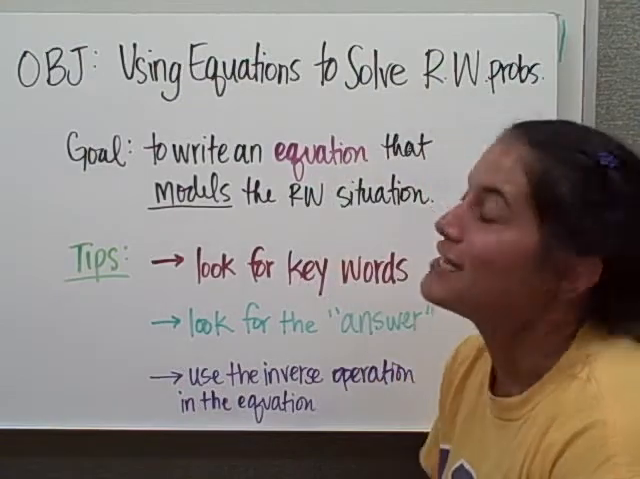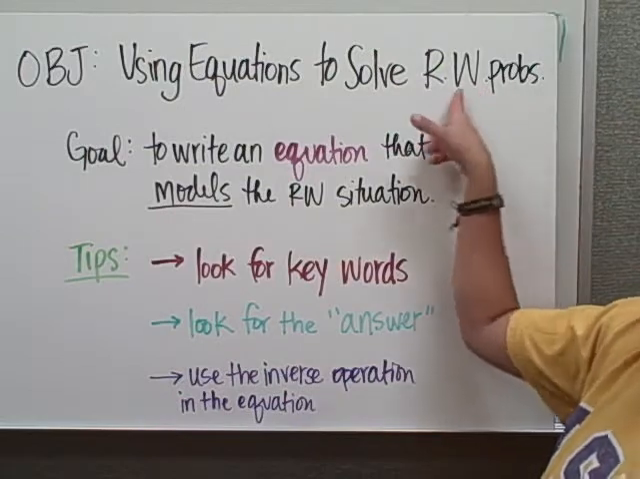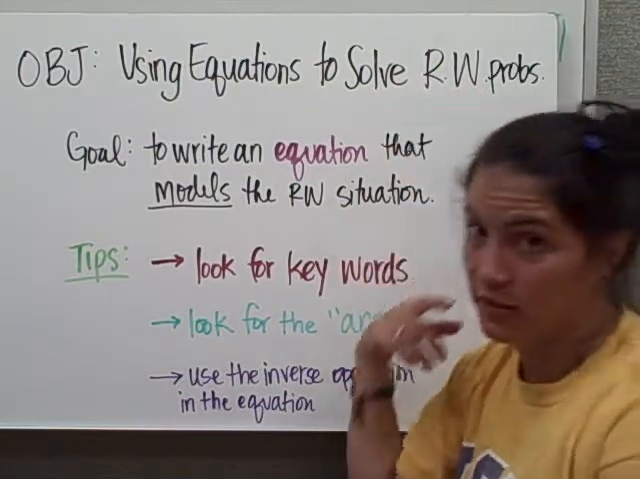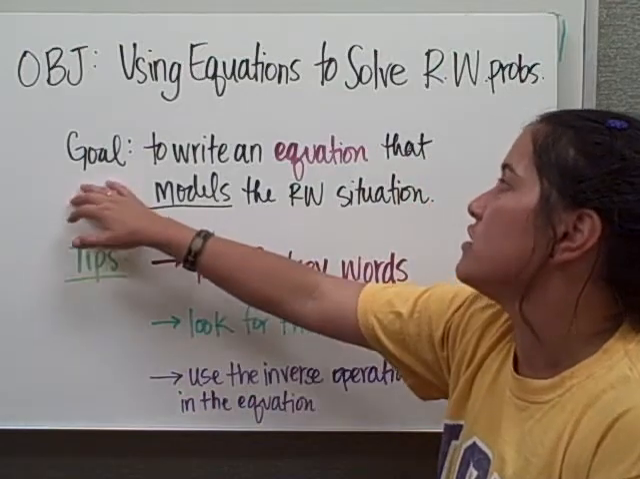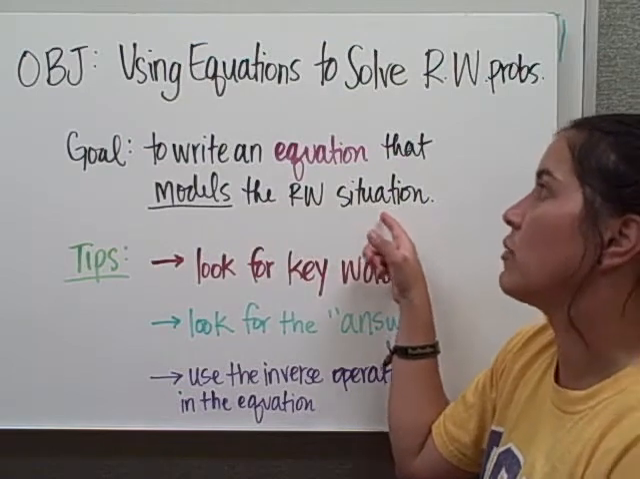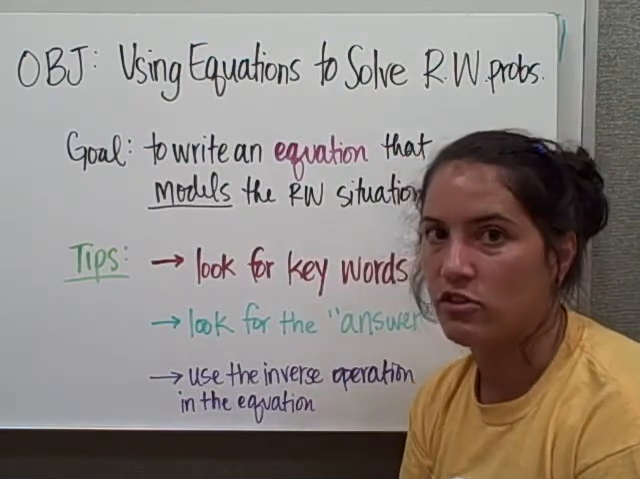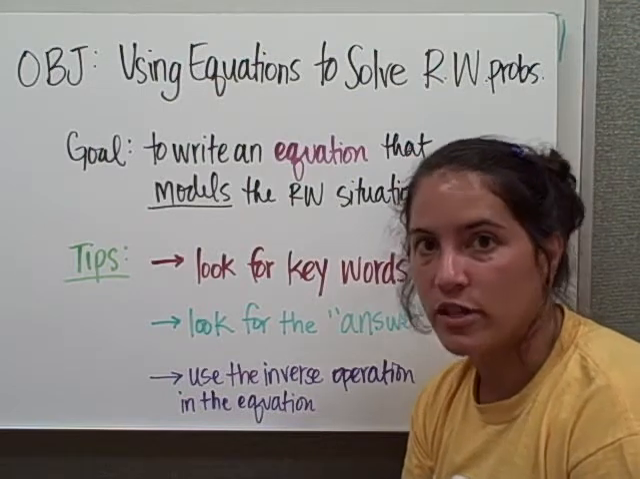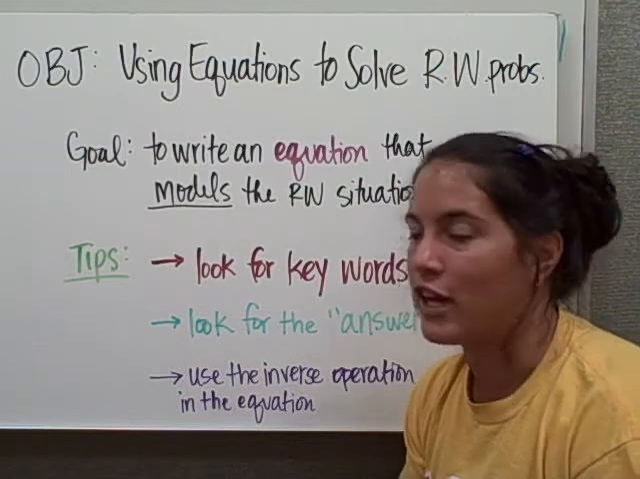Hey y'all, today's objective is using equations to solve real world problems. All right, real world problems, because we live in the real world, not mathemagic land. Your goal is to write an equation that models the real world situation. So today is all about real world problems, and there's two parts to every question. You have to write an equation that represents that situation and then solve the equation to find the answer.